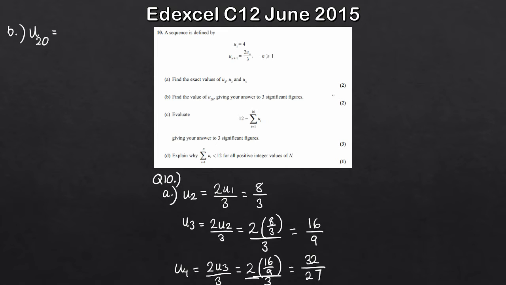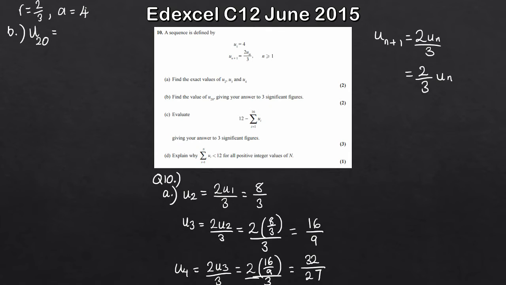You can also notice it by the fact that Un+1, so if we just do it over here, Un+1 is given by 2 lots of Un divided by 3. We could write that as 2/3 of Un, okay? So that's our common ratio there. So R is 2 over 3. So the only thing left here is what is our first term. Well, we're given that U1 is equal to 4.